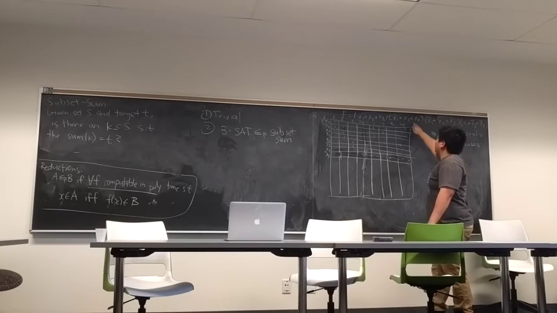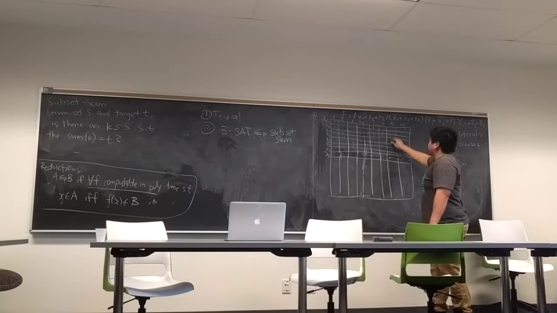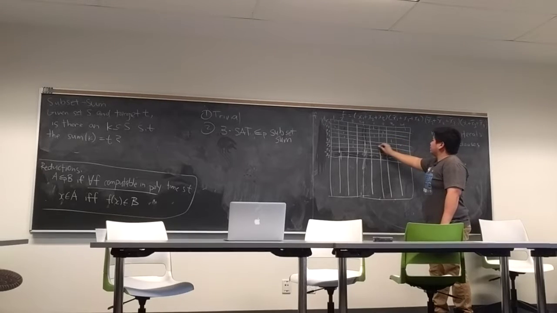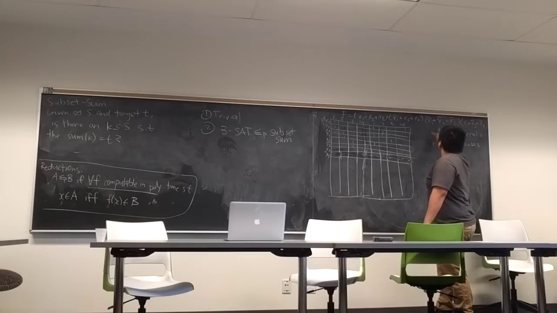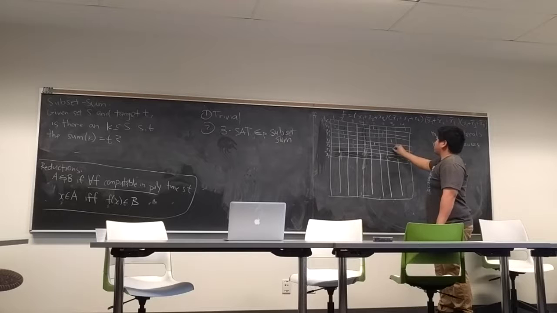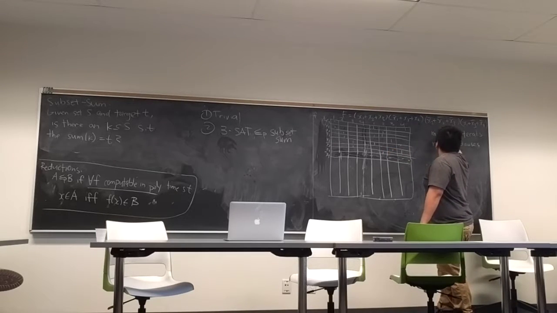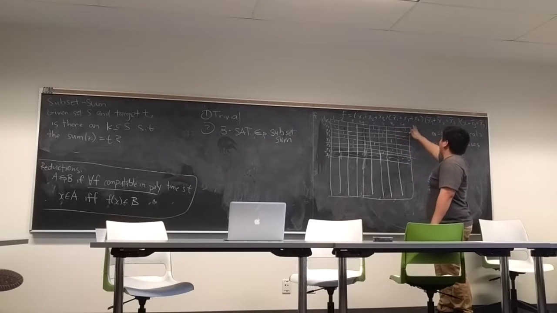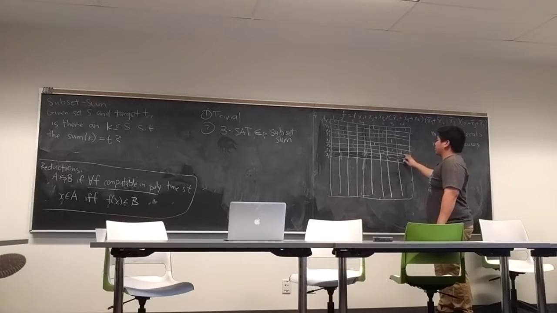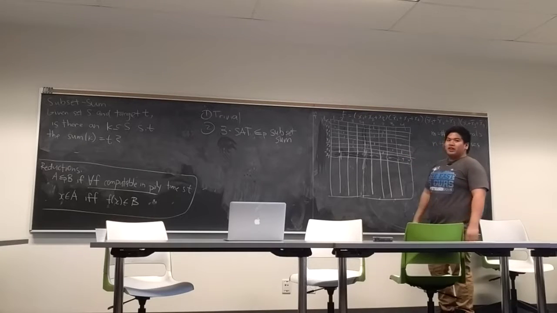that's 1 and 2. x2 bar is in clause 3, and that's it. x3 is in clause 1, and that's it. x3 bar is in clause 3 and 4. x4 is in clause 2, and that's it. And x4 bar is in the last clause. Okay, so you fill out the table like that, yeah?